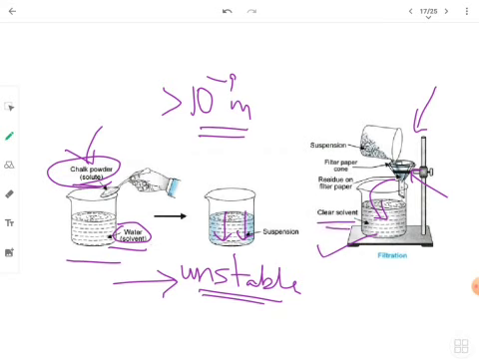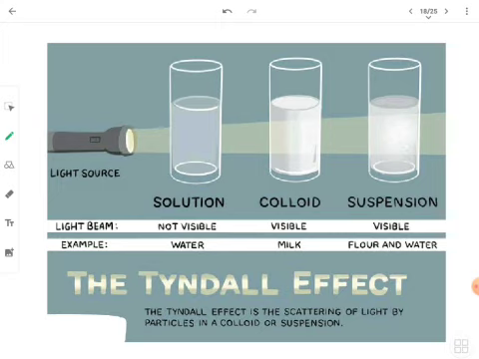water, and all the chalk will remain in the filter paper. So you can filter it using a filter paper. Now there's one more interesting point about this one. That is about the Tyndall effect. Now what is this Tyndall effect? Tyndall effect is basically that effect in which you can see the scattering of light by the particles.